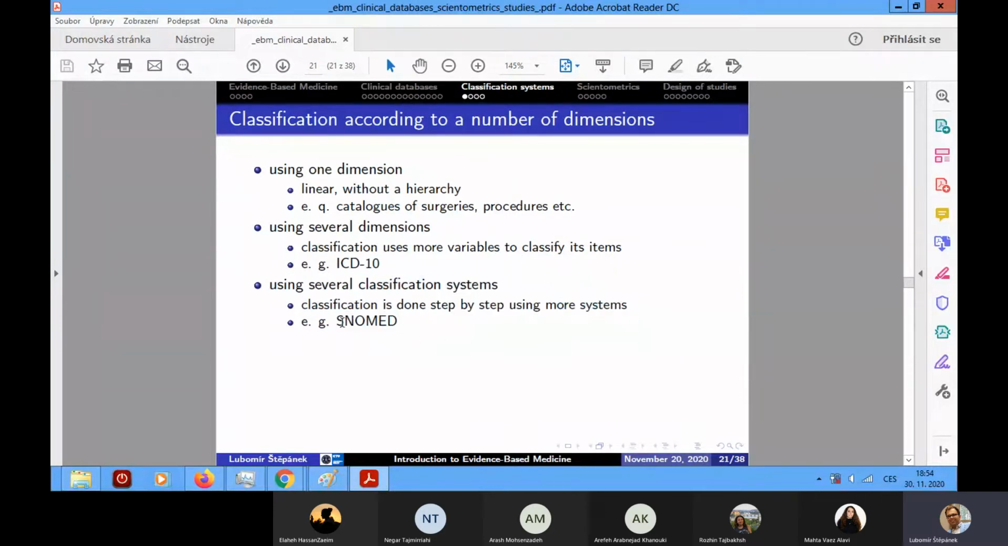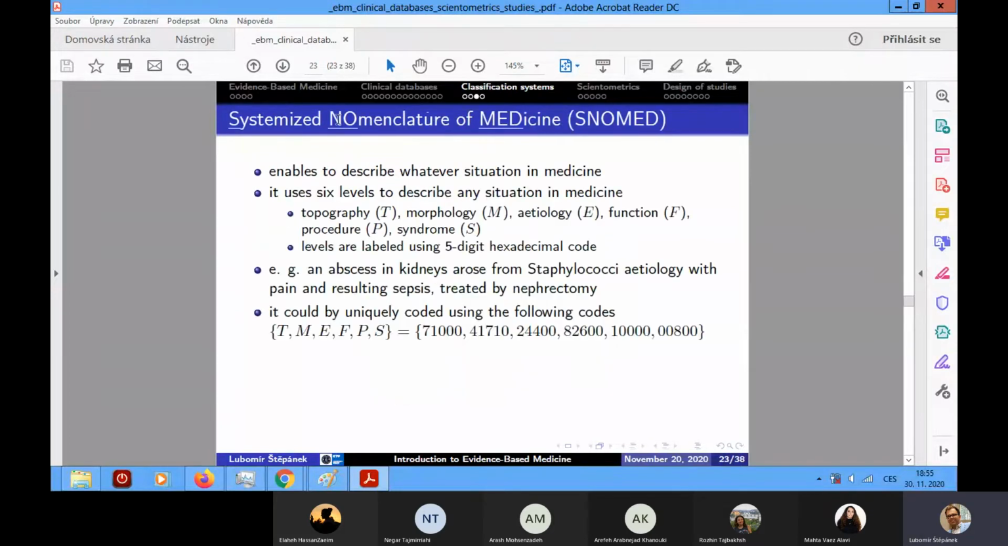One is SNOMED. SNOMED is something like a rising star among the classification systems, because it was something we used in the past, but then we stopped using it for some reason. I'm not sure why exactly, but I think it was too complex, relatively hard to understand and follow. I think it's simplified a bit now, and it's used for describing any situation in medicine, and that's the added value of SNOMED.